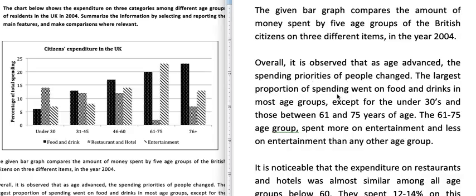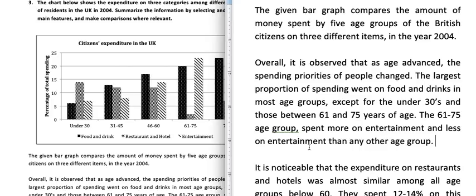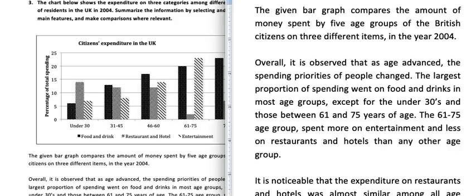The largest proportion of spending went on food and drink in most age groups, except for the under 30s and those between 61 and 75 years of age. The 61 to 75 age group spent more on entertainment and less on restaurants and hotels than any other age group. So this is the overview.